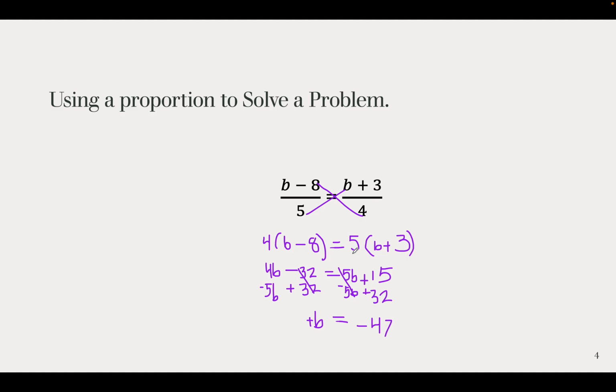So I can actually go back and plop that in. Negative 47 minus 8 divided by 5, and it will be the same as negative 47 plus 3 divided by 4. All right, that's it. We have some practice. We're going to do a few together, and then we'll go ahead and let you go on your own.